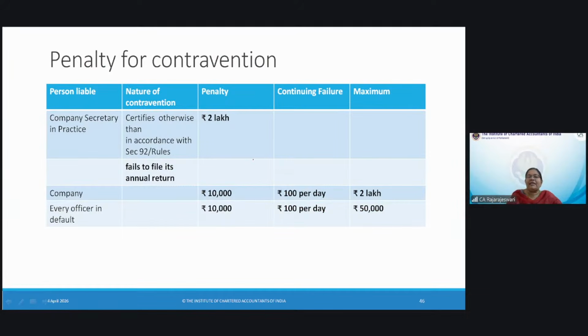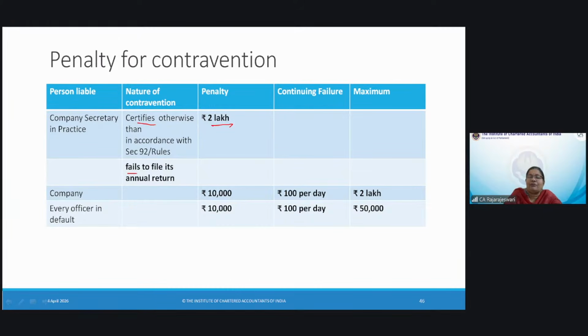Then, if there is any contravention or if he has not complied with the annual return for a company secretary, the penalty is 2 lakhs. For the others, here the nature of contravention is he certifies otherwise than in accordance. He certifies, but he has wrongly certified or he has made a mistake. For that, the penalty is 2 lakhs.